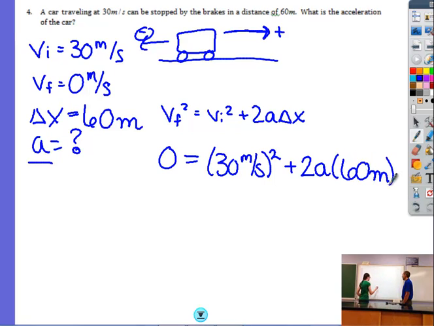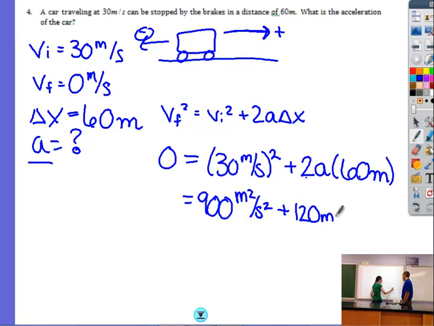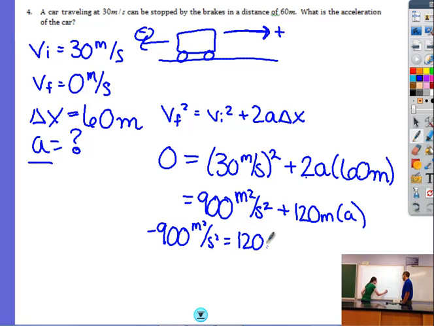All right, so let's just do 30 squared, which is 900, and don't forget to square your unit. So meters squared per second squared. I know it's kind of goofy, but we got to do it. Plus 2 times 60 is 120 meters, times a, whatever acceleration. We'll put that. So we can go ahead and subtract one or the other over. So negative 900 meters squared per second squared equals 120 meters times a.